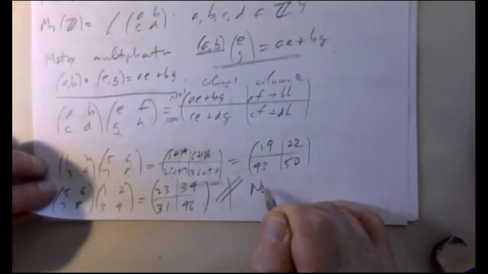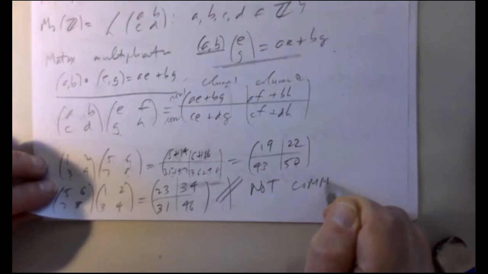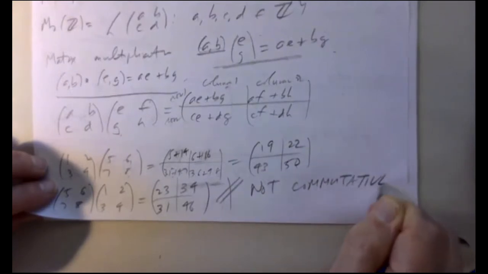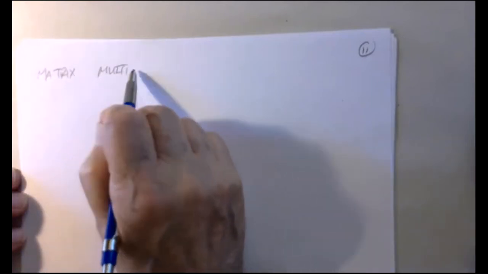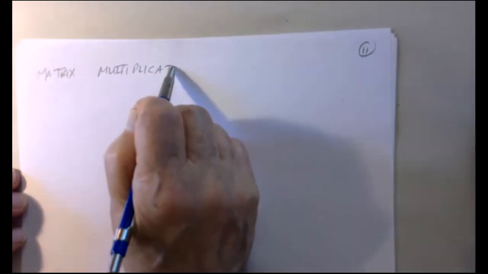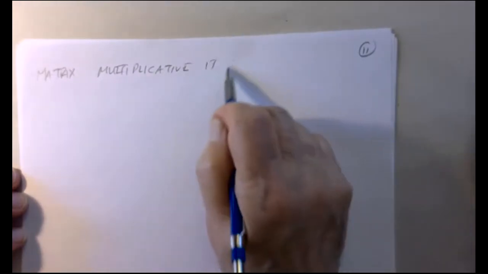Matrix multiplication is not commutative. So now it's an exercise. It takes a piece of paper to check that matrix multiplication is associative.